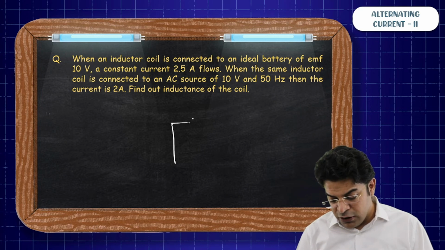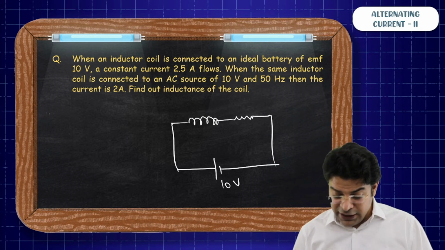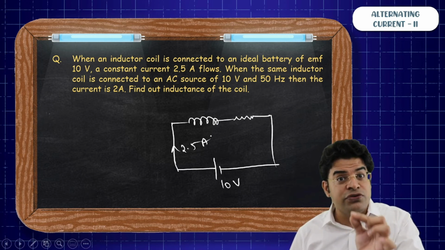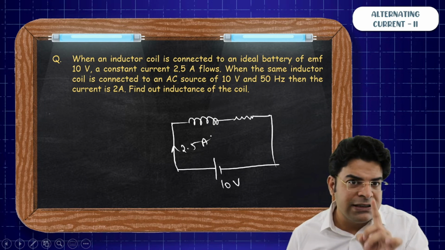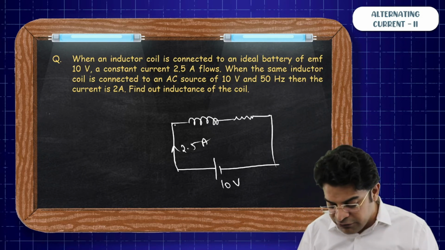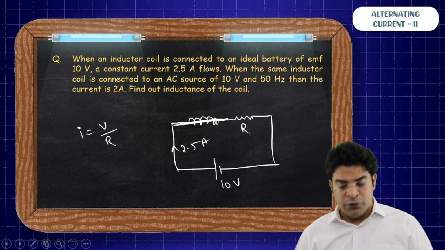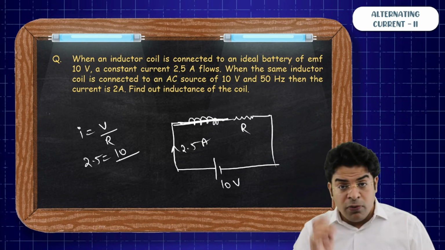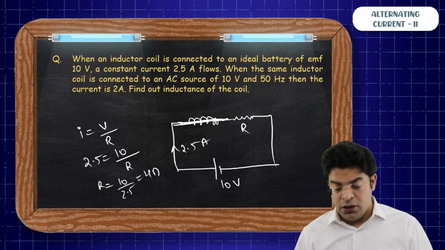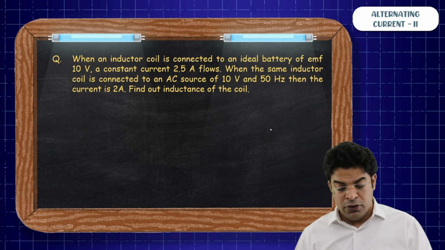So think of an inductor coil, which is nothing but an inductor plus a resistor. And this is connected to a 10 volt battery, and they are saying that a constant current of 2.5 ampere flows. If they have mentioned that a constant current flows, it means that they are talking about steady state. Under steady state, the current becomes constant, di by dt becomes 0, so the potential drop across the inductor becomes 0, so we replace the inductor with a wire. And we know that the constant current in the circuit will be nothing but the potential drop upon the resistance. So this 2.5 equals the potential drop of the DC supply upon the resistance. So the resistance comes out to be 10 upon 2.5, that comes out to be 4 ohm. So by this much of data, we can say that the resistance of this inductor coil has to be 4 ohm. Now let's see ahead.